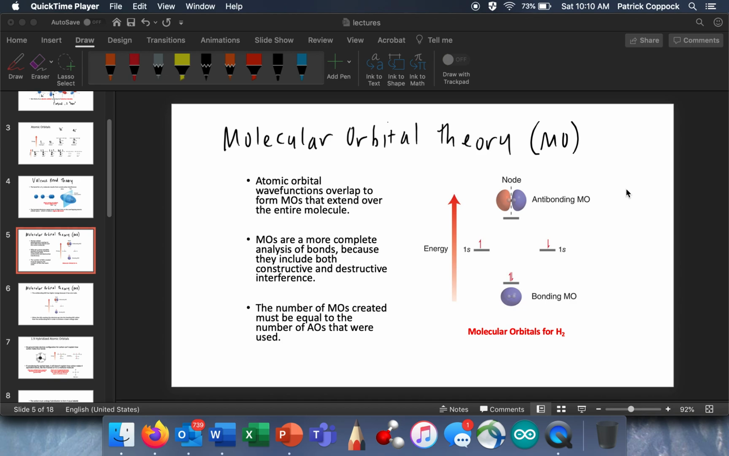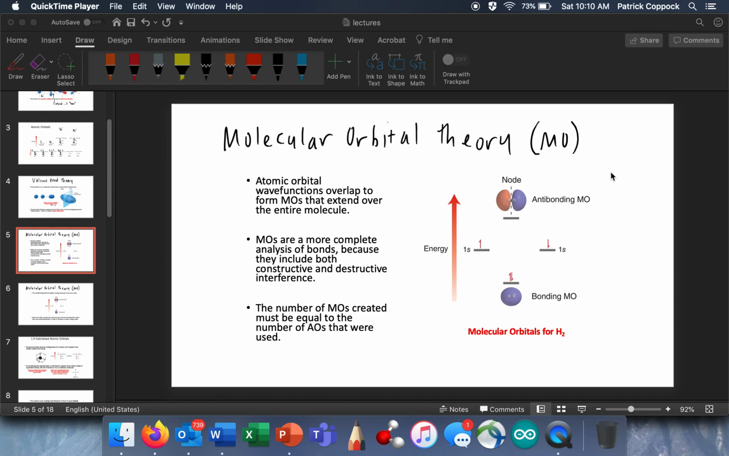All right, so the second model that we're going to use to understand molecules is molecular orbital theory. Okay, so we touched on this in Chem 2 a little bit, not much, and we're not going to touch on it a whole lot here, but it gives some valuable insight into how molecules are, and so we need it. All right, so molecular orbital theory, which we oftentimes just call MO theory.